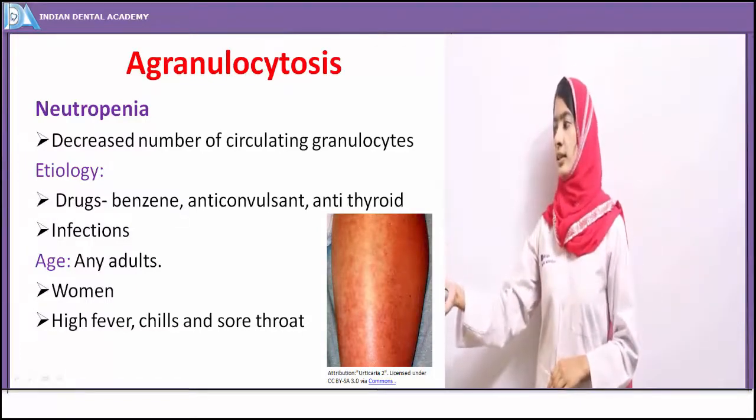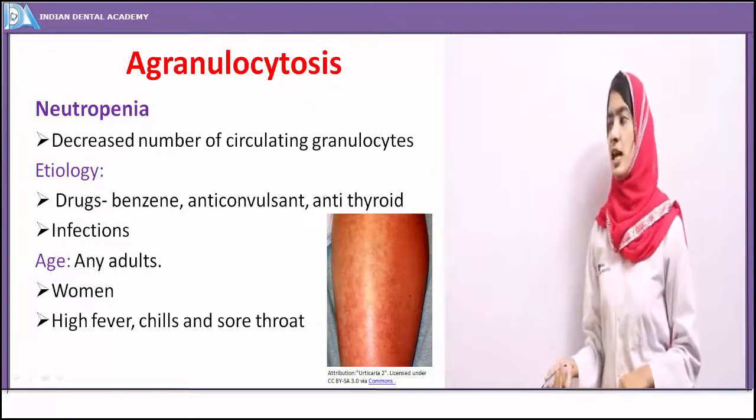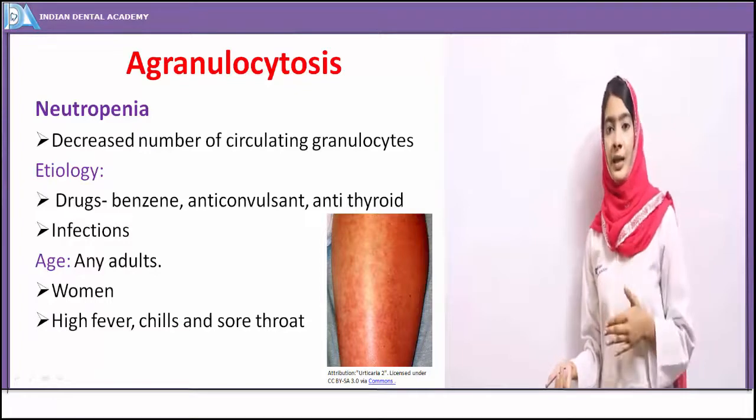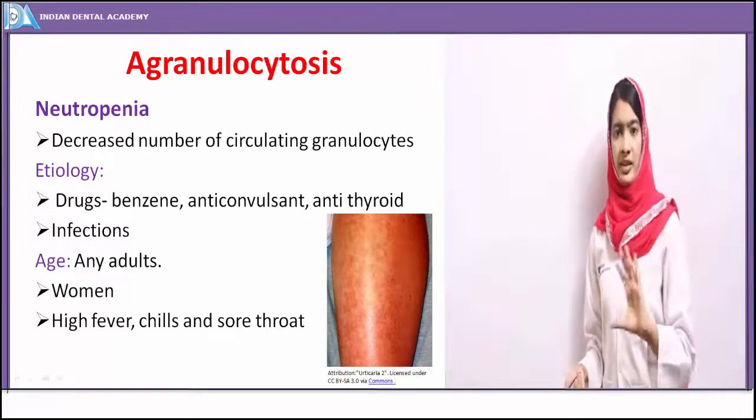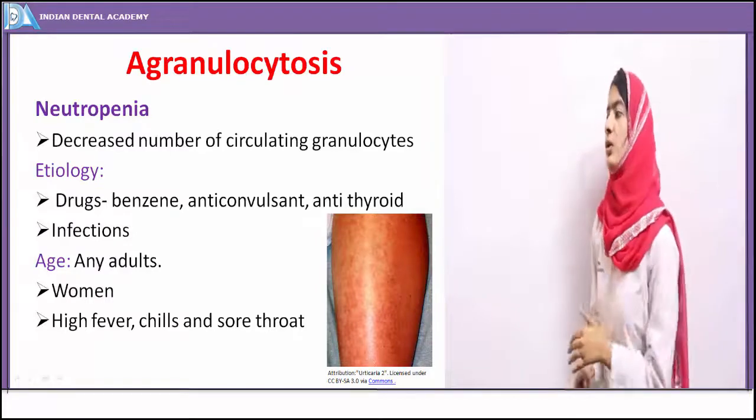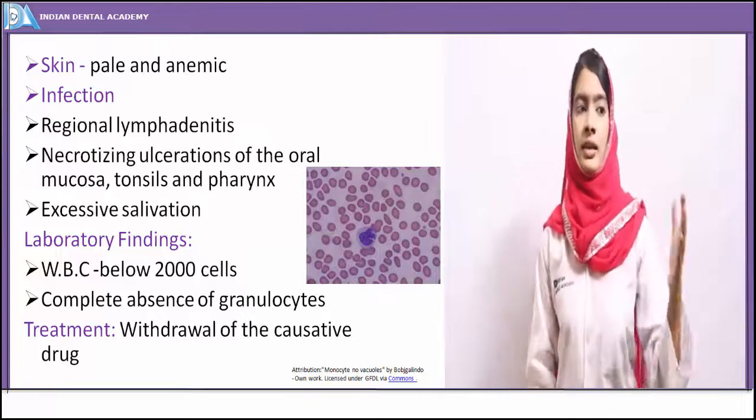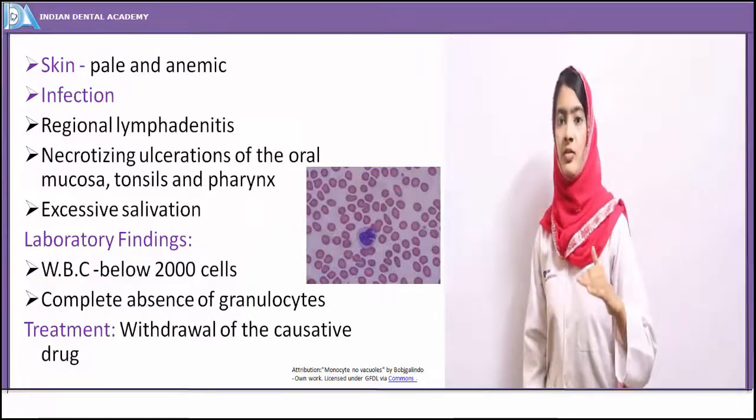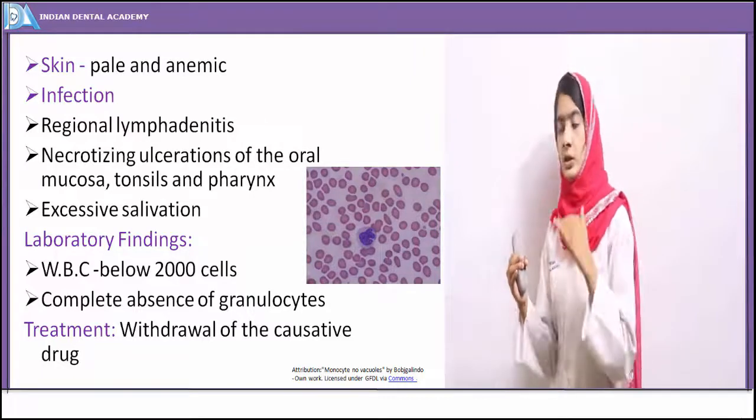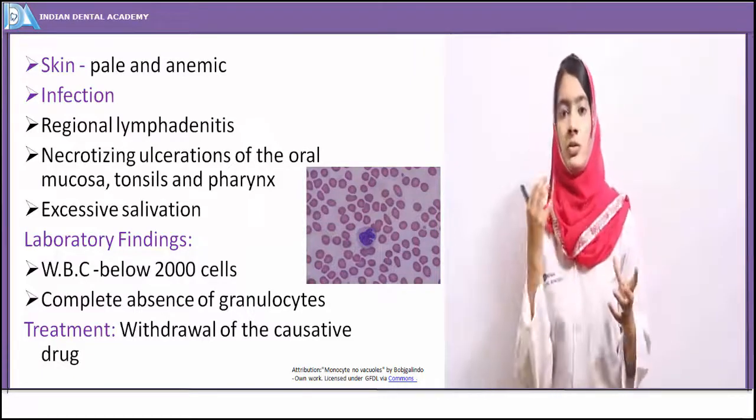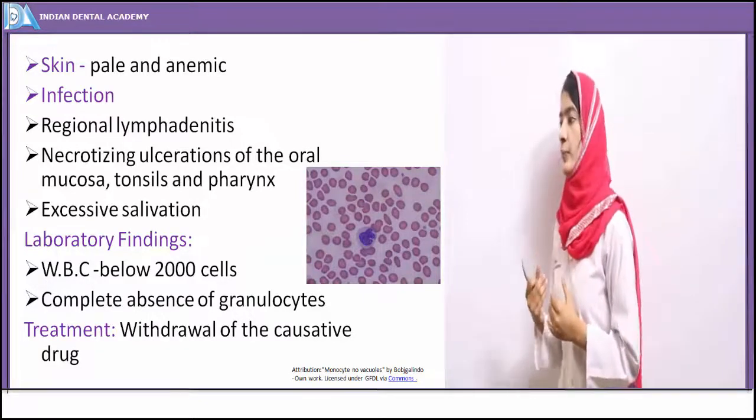In the clinical picture, the skin is pale and anemic. As we have seen, anemia shows characteristic pallor of the skin, right? So that is the appearance of skin. Along with the appearance of skin, the characteristic feature is lymphadenopathy, the regional lymphadenitis. Whatever lymph nodes or glands are present, they show swelling.